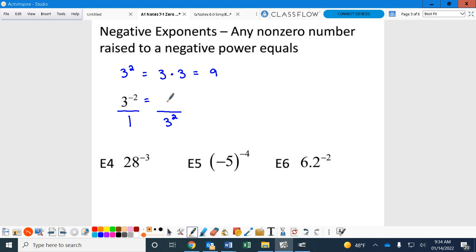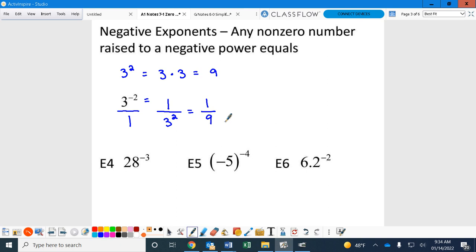Thanks, good try though. And it puts it at 1 over, guys, what is 3 squared? You already did that up here. 9. So, guys, anytime you have a negative exponent, it's going to move it to the opposite side.